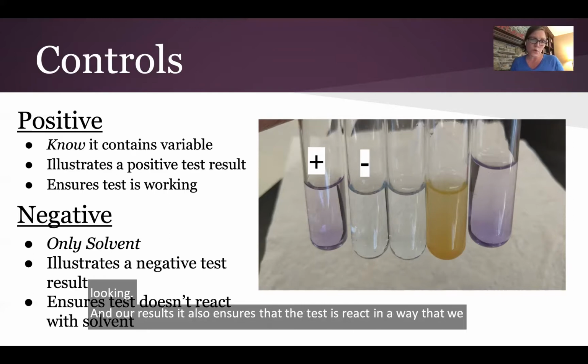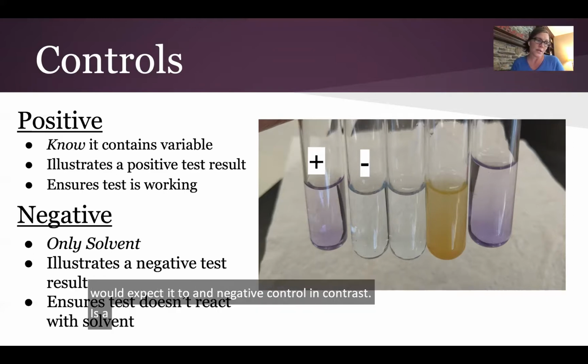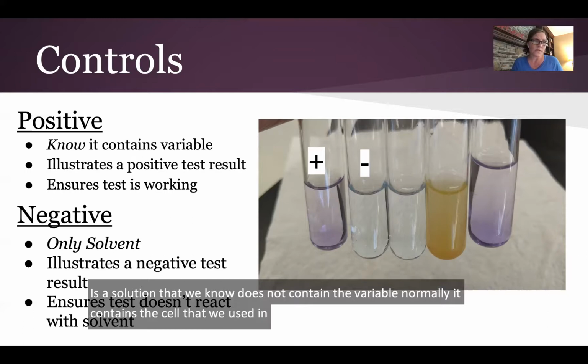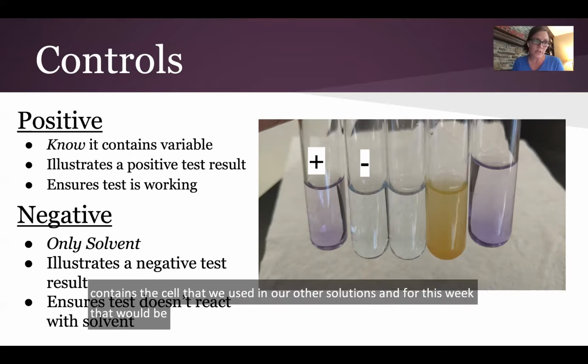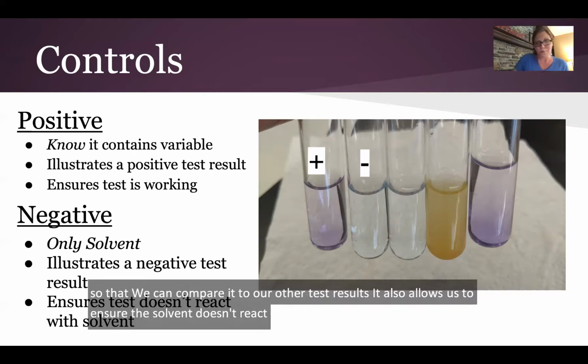And a negative control, in contrast, is a solution that we know does not contain the variable. Normally, it contains the solvent we used in our other solutions. And for this week, that would be water. It illustrates what a negative test result looks like so that we can compare it to our other test results. It also allows us to ensure the solvent doesn't react with our test reagent.